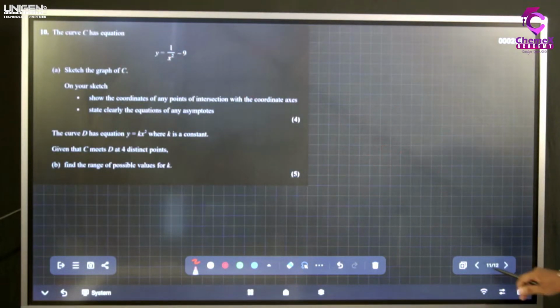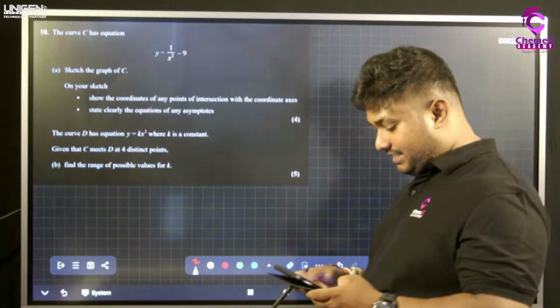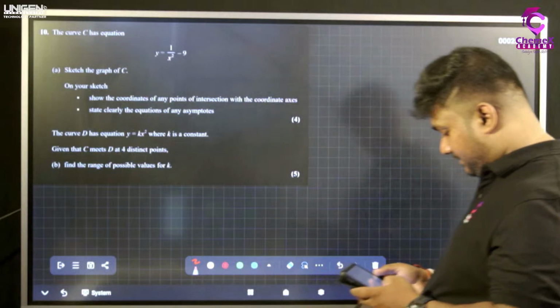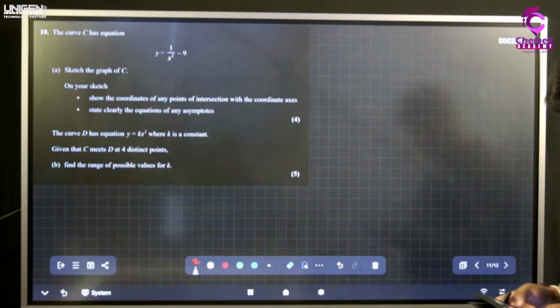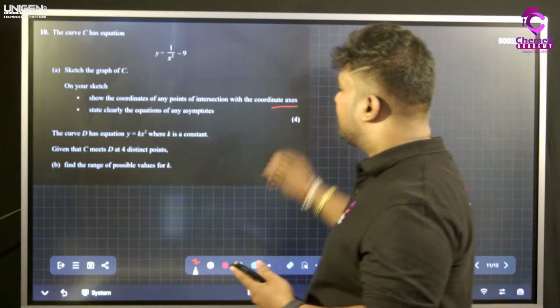Okay. That's just a small amount of marks. 10th, I think that's the last question, right? Yeah. So 10a, show that the coordinates of the points of intersection with the axis are clearly.